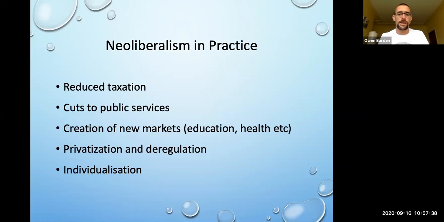The rule of the market has seen the creation of new markets. So education, right, is now a marketplace. Schools are being run as businesses, right, under the name of academies. Universities, similarly, are being run as businesses, competing with each other. And the same in the health sector. So the NHS, for instance, is now made up of lots of different services, all set up as private enterprises, buying and selling from each other.